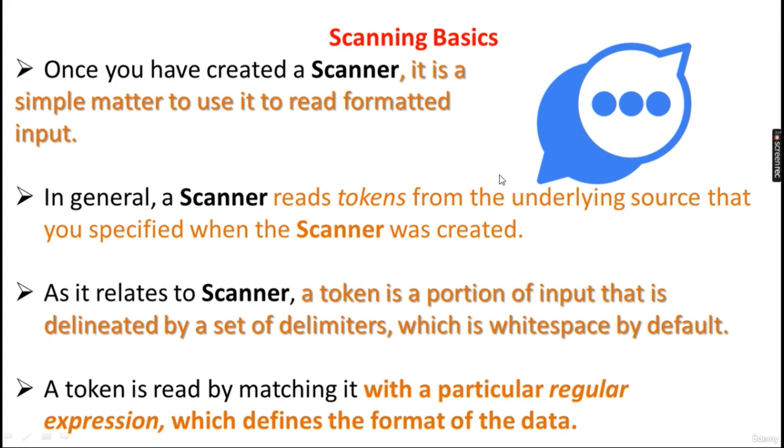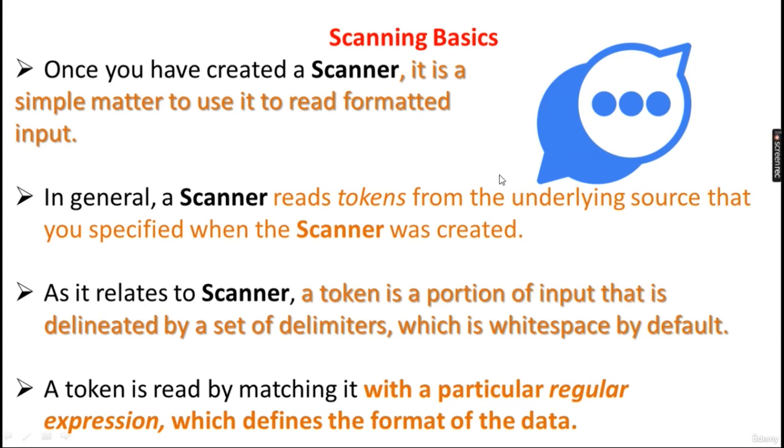A token is read by matching it with a particular regular expression which defines the format of data. So, Scanner reads tokens from the underlying source. That is the first thing you have to understand. When you create a Scanner object, it will read tokens from the underlying source that you are giving as the input source. A token is a portion of input that is delimited by a set of delimiters, like we have seen: underscore, space, comma, semicolon, like this. So different parts of an inputted value are specified by delimiters. Those parts are called tokens, and those tokens will be read by Scanner.